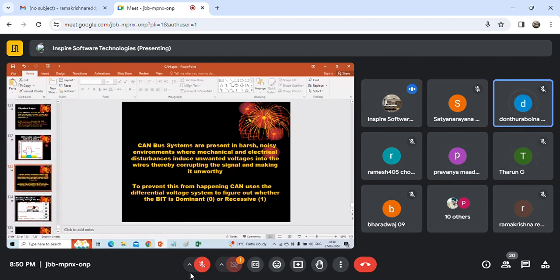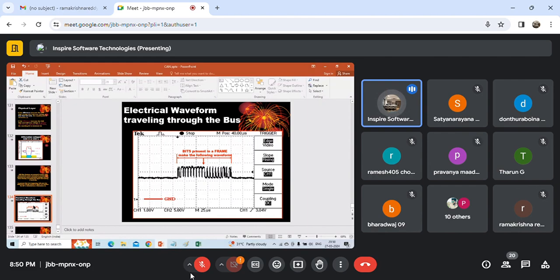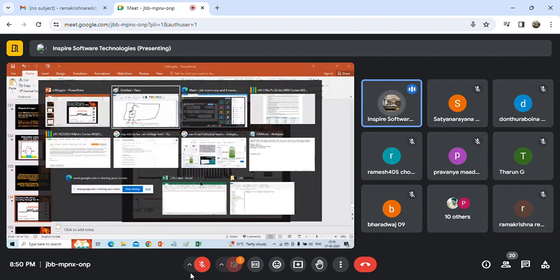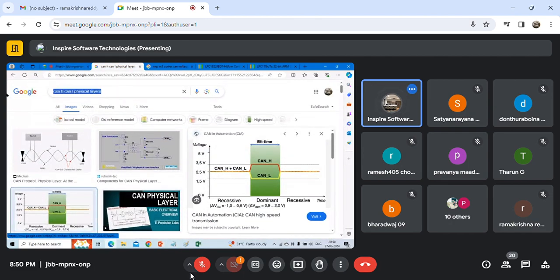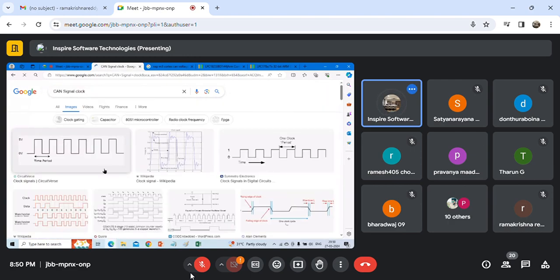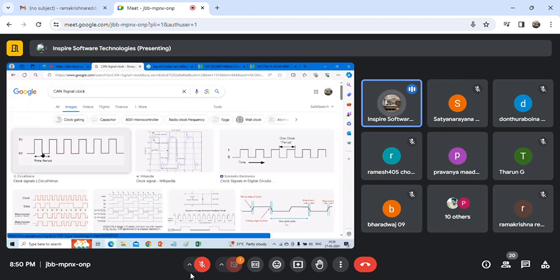Clear. Okay, I don't know how many of you are familiar with the oscilloscope. Generally, the electrical background guys, if they worked in the labs, would have seen this image. Whatever we are beautifully seeing on the CAN high, CAN low, clock signals, CAN signals, right? So here we are seeing CAN high, CAN low, CAN high. This is the theoretical aspect, for us to consider.